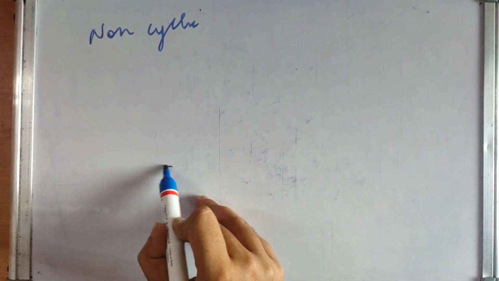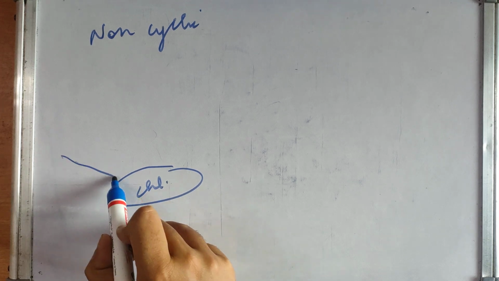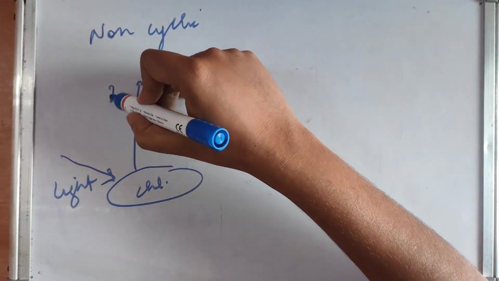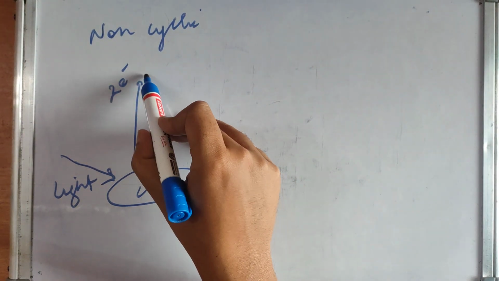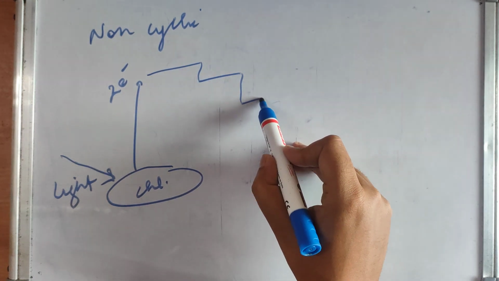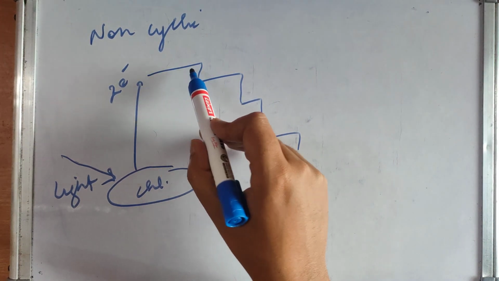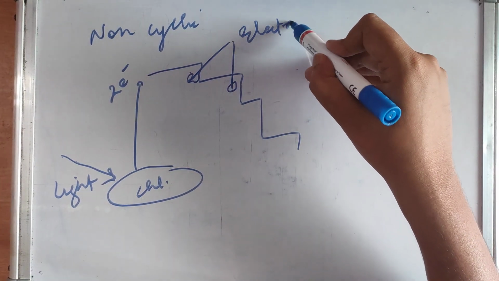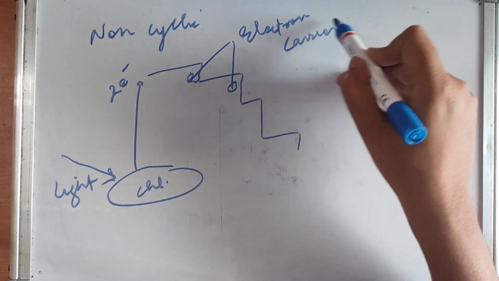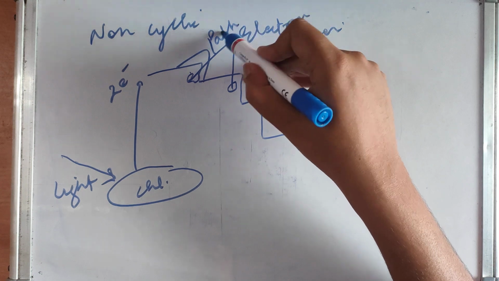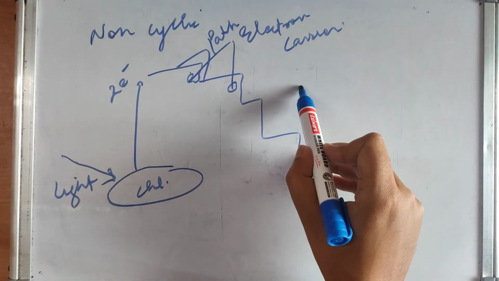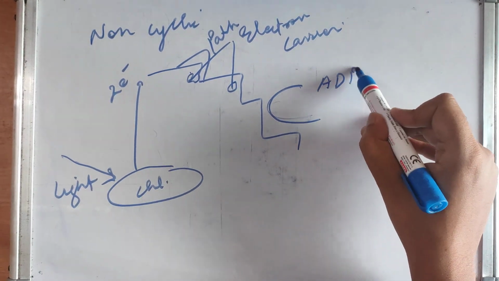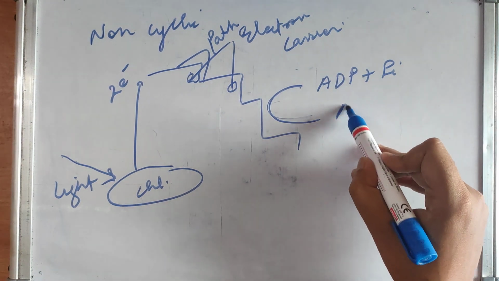Non-cyclic. Here also we have chlorophyll. Light comes on it. Again 2e is produced. It has also some electron carriers. These are electron carriers, and this line is the path. So what happens here? The electron came, and here you will see the same process: from ADP plus Pi, the ATP is produced.